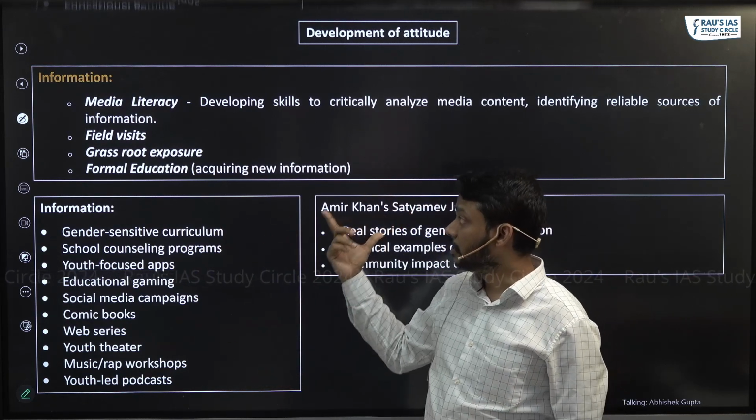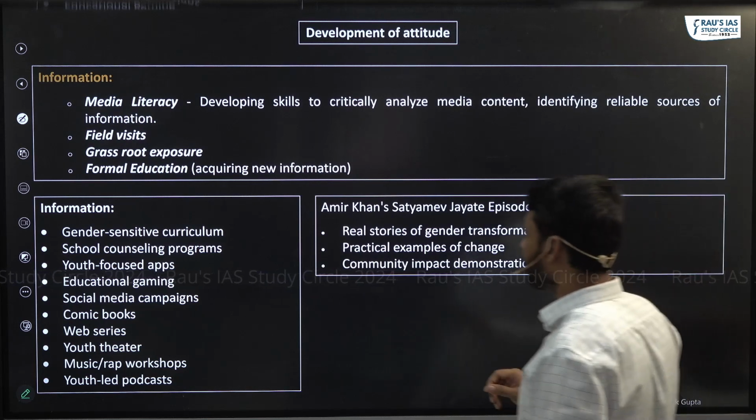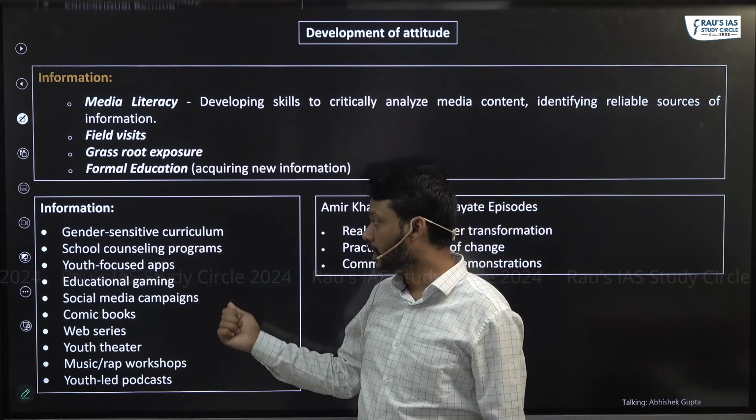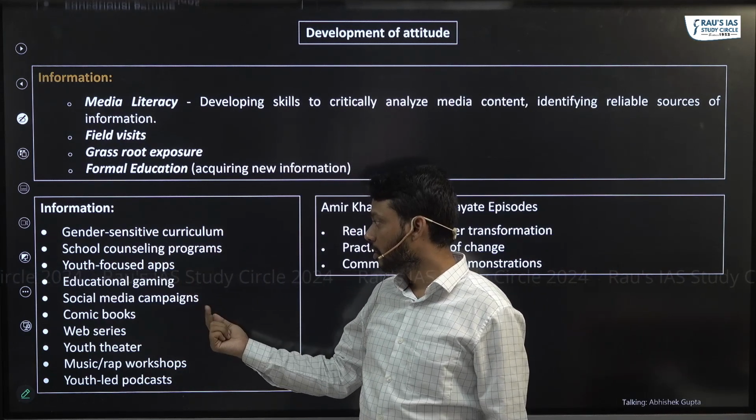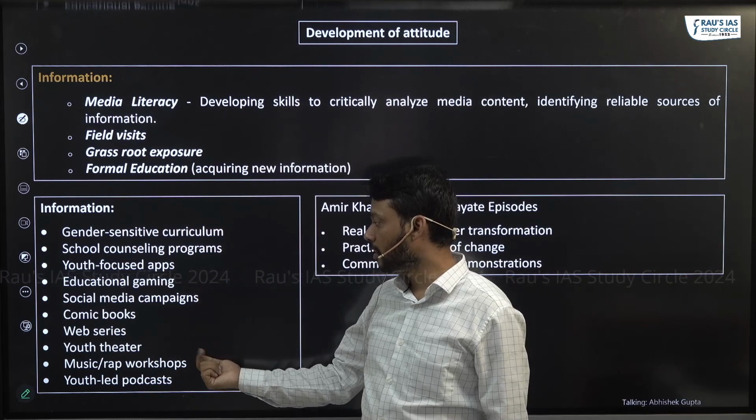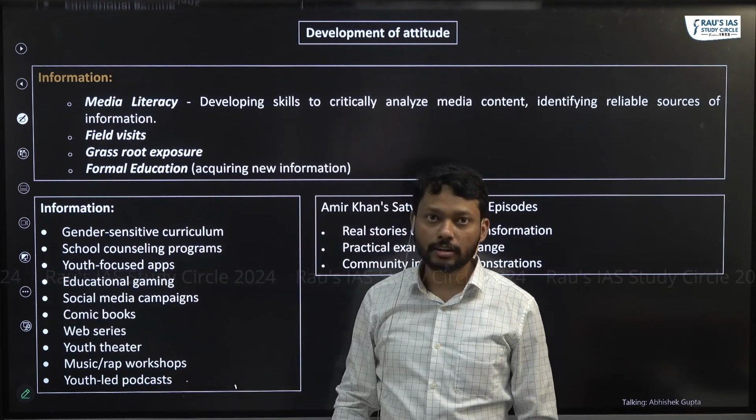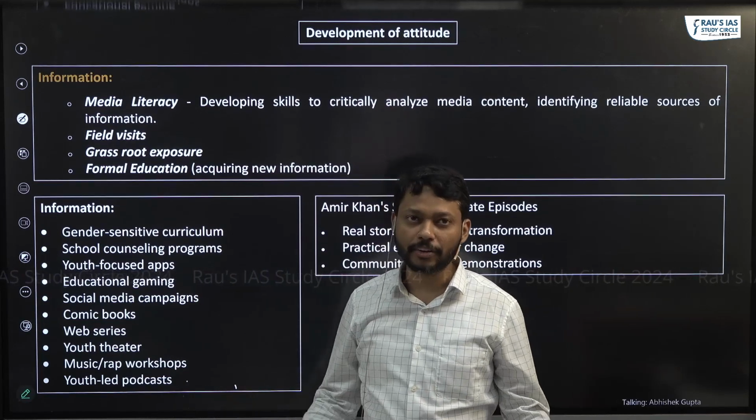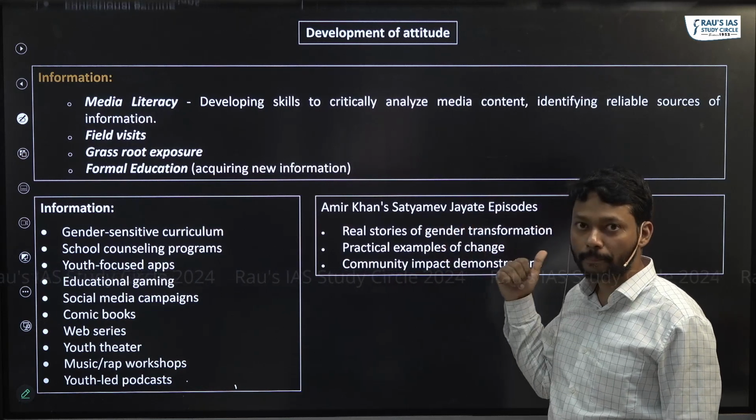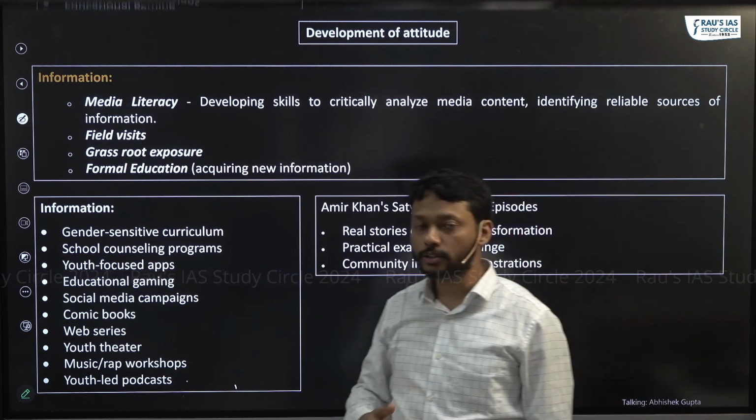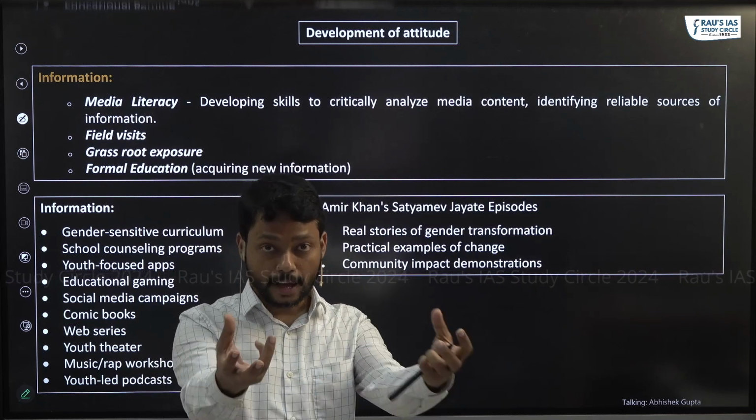And the right information concerning masculinity and the expected human behavior must come from certain things like gender sensitivity curriculum, school counseling programs, youth-focused applications, educational games, social media campaigns, some comic books, web series, youth theater, maybe music or rap workshops, and podcasts, which are gaining popularity, already very popular actually. Some of the shows like Aamir Khan's Satyamev Jayate, that used to highlight important social issues, also gender-related issues, can help people absorb information.